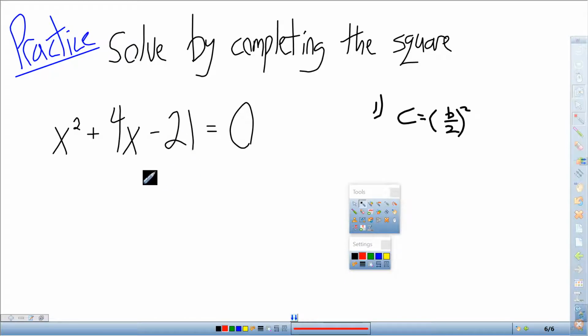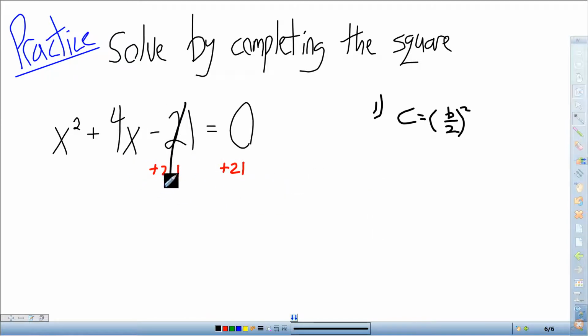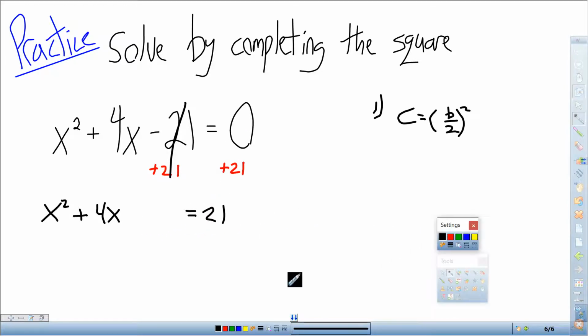Okay, so getting rid of this minus 21 by adding it over to the right. I have an x squared plus 4x. This goes away, but I'm going to leave a spot for my new C value. Over on the right, we have positive 21.